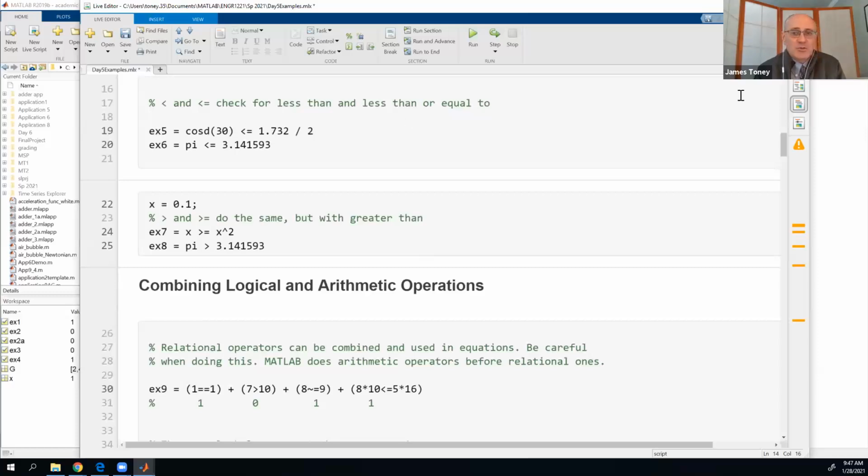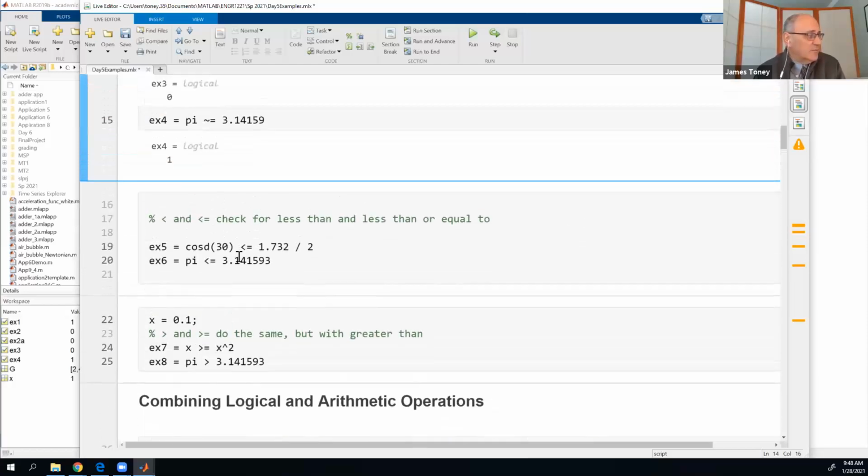And of course, you can do less than, greater than, less than or equal to, greater than or equal to. And just one little detail to keep in mind, when you're doing less than or equal to or greater than or equal to, it has to be in this order. Less than, equal. It can't be the other way around.